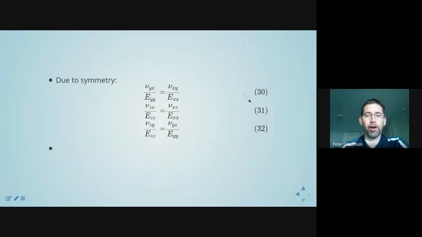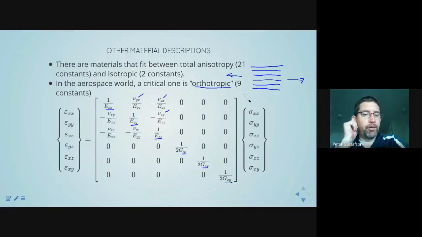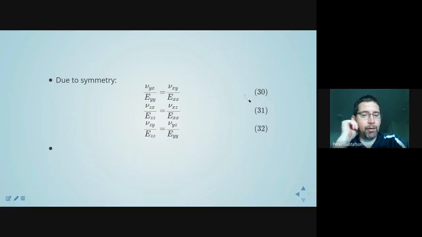Here's the statement that I already made. Due to that symmetry, of course, we're going to eliminate 3 of the constants that were present. If you count it up in this 6 by 6 matrix, how many coefficients I wrote down? I wrote down 12 of them. But here we have 3 symmetry equations, which eliminates 3. So that's how we got down to 9.